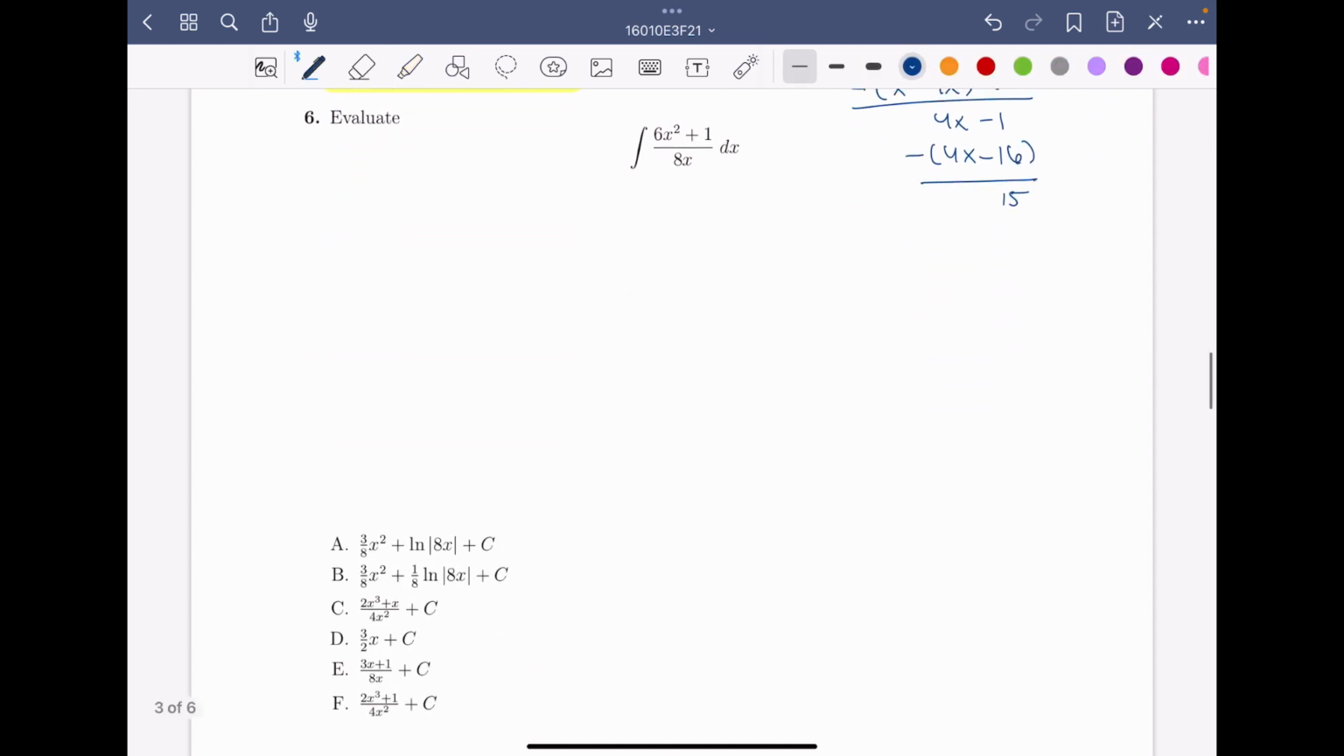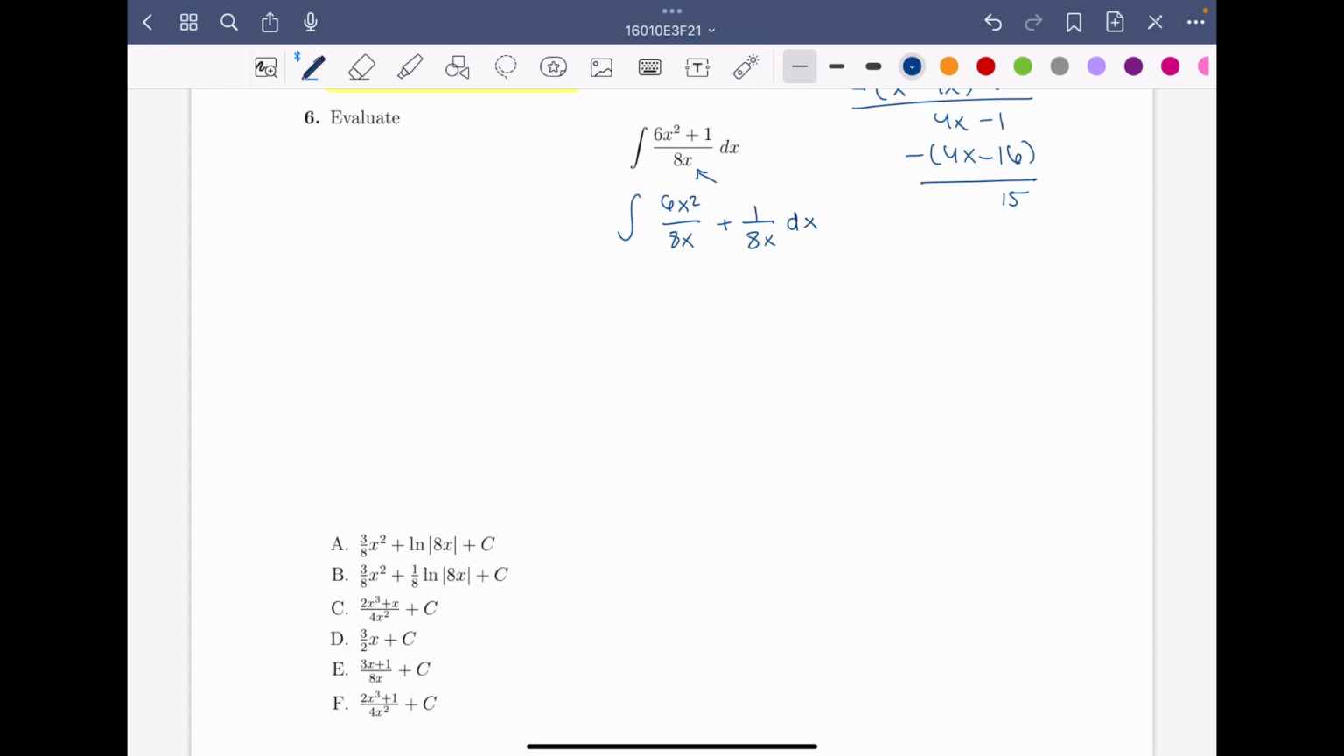Number 6, evaluate the integral of (6x squared plus 1) over 8x. A really big thing I like to look for with integrals is if this term is by itself. Obviously, there's nothing added to it or subtracted from it. So we can split this up into 2 fractions, making it a little bit easier to integrate. We have the integral of 6x squared over 8x plus 1 over 8x dx.